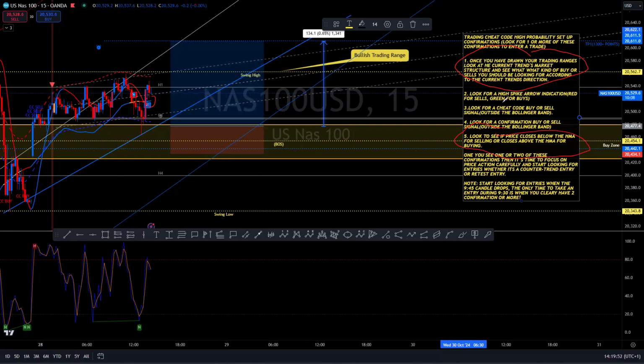So we need to look for a cheat code buy or sell at this point. Now, if price sticks out of the Bollinger Band, you're going to want to look for a cheat code buy or sell. Wait to see if it's either above or below the HMA. It would be good if we saw a high spike there.